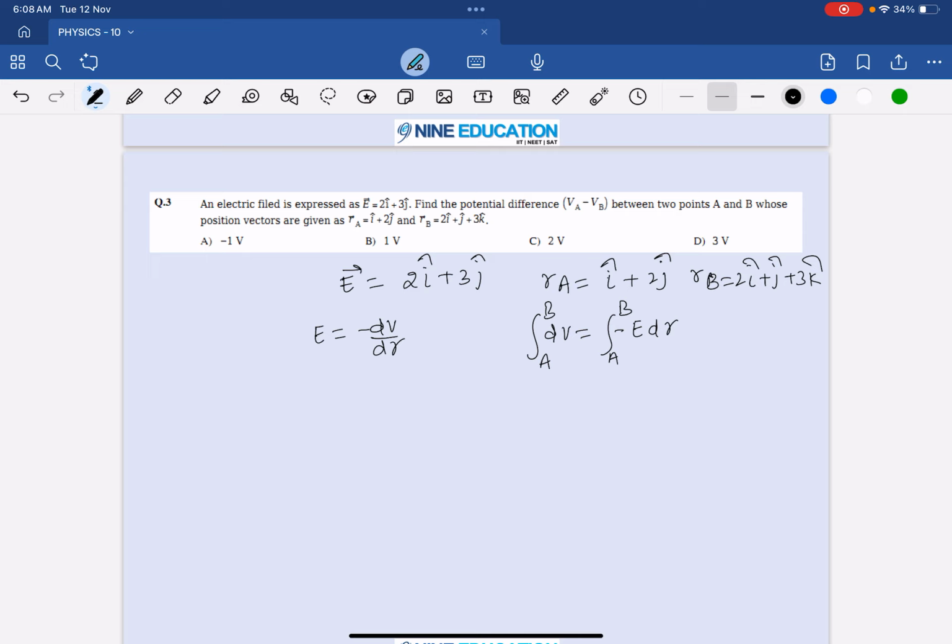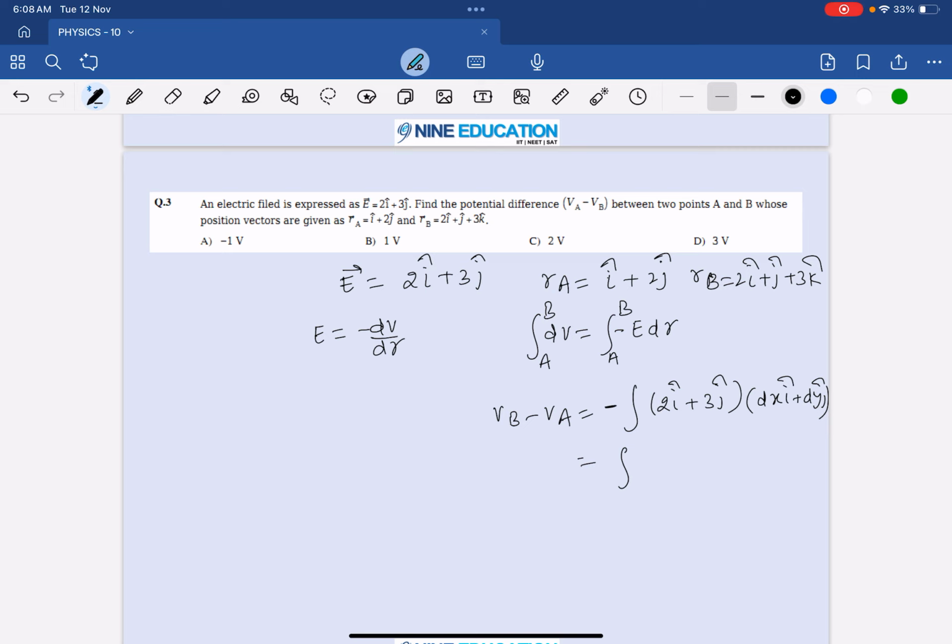So here I am going to write the integration of this dV. It is going to become VB minus VA. I am having here minus, and this is my E integration. E कितना है बच्चे यहाँ पे? It is 2i cap plus 3j cap. It would be multiplied by dx i cap plus dy j cap. Correct? dr vector से multiply करेंगे.